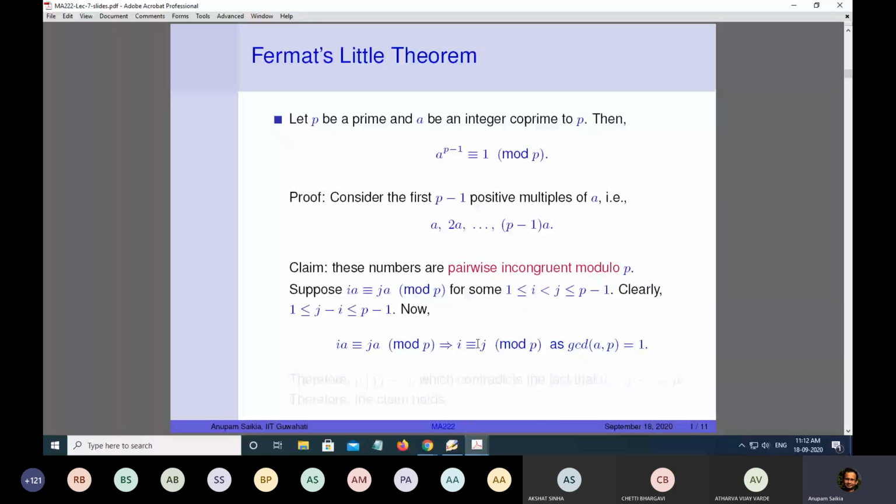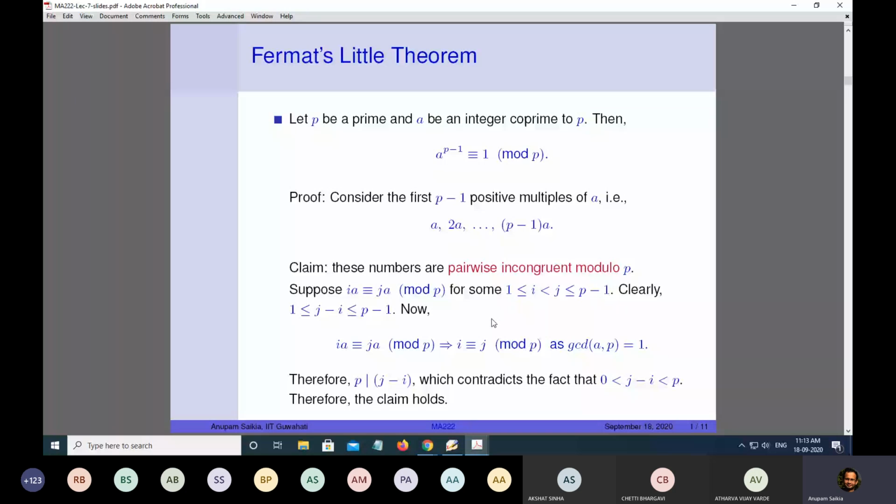But that will be problematic, because that means j minus i is divisible by p. So j minus i divisible by p will mean that j minus i should be 0 or p or 2p, etc. Already we know that i and j are not equal, so it is not 0. But j minus i cannot be p either, because it is strictly less than p minus 1. So in other words, this cannot happen: if i is not equal to j, ia would not be congruent to ja, when i and j run from 1 to p minus 1. So that means they're all distinct mod p.